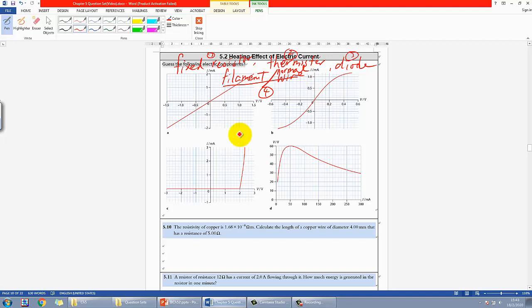And here I got 4 graphs, which show their property, the relationship of I and V. I want you to pause the video now and try to match which one is which. You should know what these things are: fixed resistor, normal wire, thermistor, and diode. Pause the video now and we'll check the answer.